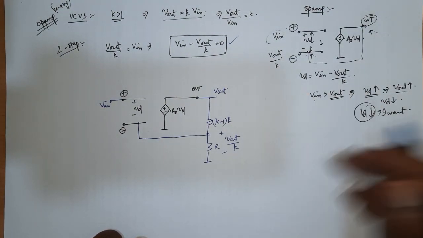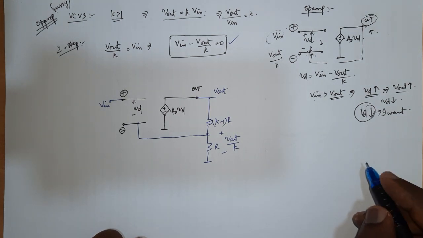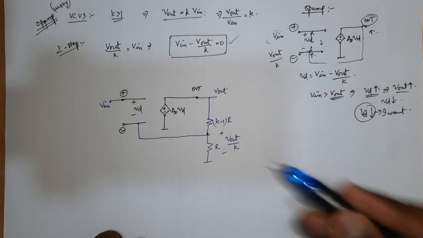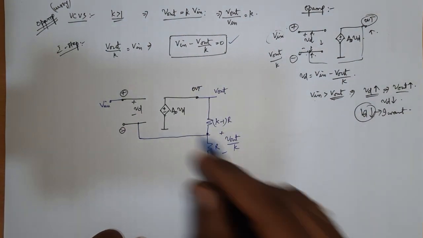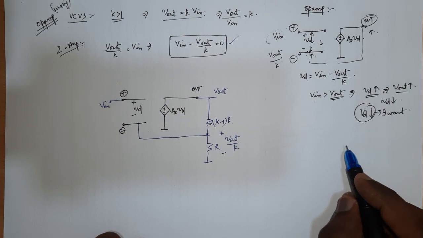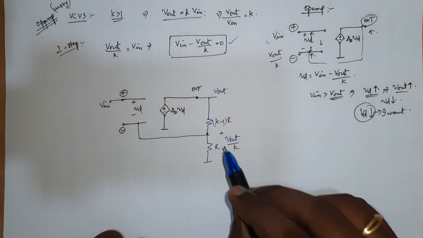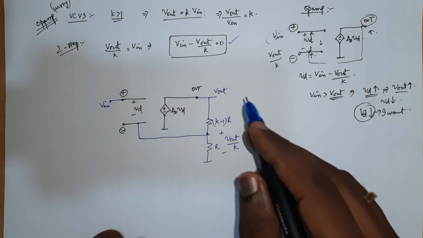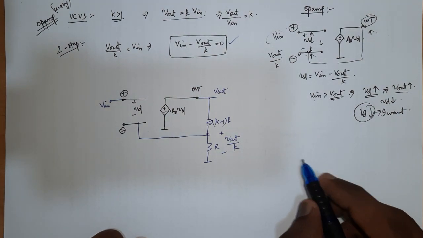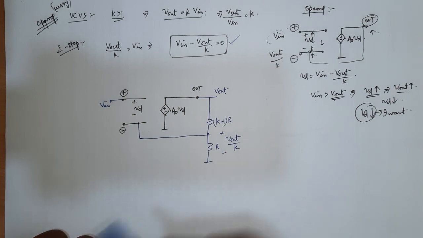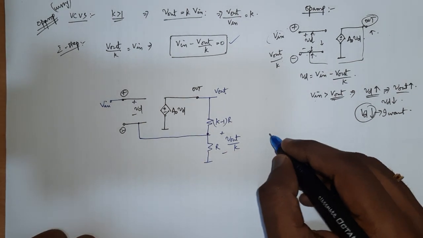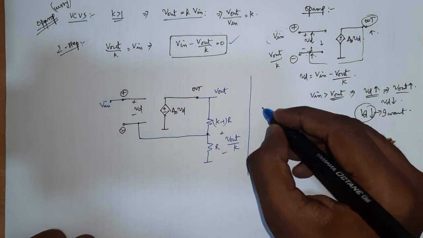Now let's go through the calculation again and see whether you are achieving what you want or not, meaning whether the gain is equal to 1 by K or not. That is what I want to check, right? Because I have constructed the circuit in the incremental domain. I want to check whether Vout by Vin is equal to K or not. Okay, so let's do the Vout by Vin calculation. It's very simple.